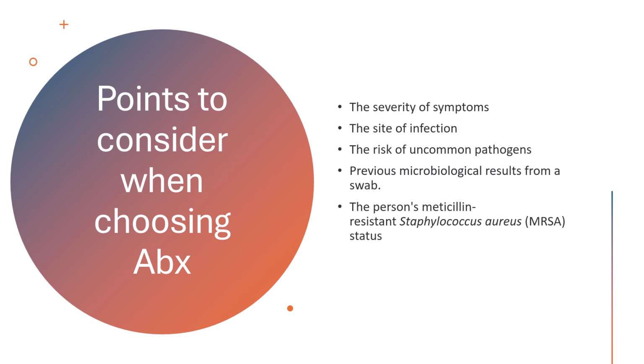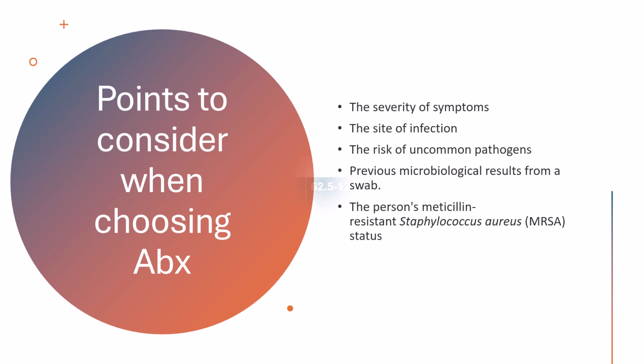So what points to consider when choosing antibiotics? You will be looking at the severity of symptoms, the site of infection, risk of uncommon pathogens, for example, waterborne, previous microbiological result from the swab, and patient's MRSA status.